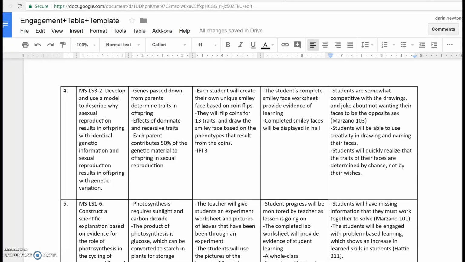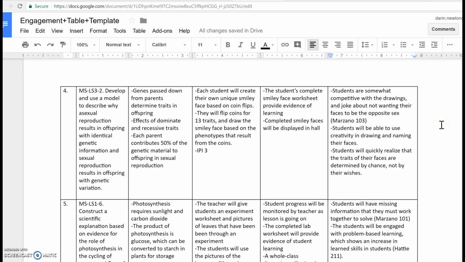So each student creates their own unique smiley face based on coin flips. They flip coins for 13 traits and draw the smiley face based on the phenotypes that result from the coins. Basically, each phenotype has a dominant and recessive allele, and by flipping the coin, you determine which trait the smiley face gets. So they determine eye shape, face shape, nose shape, kind of things like that. The student's completed smiley face will provide evidence of learning. Completed smiley faces will be displayed in the hall as well.